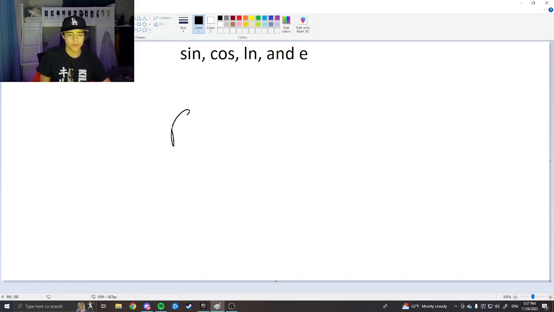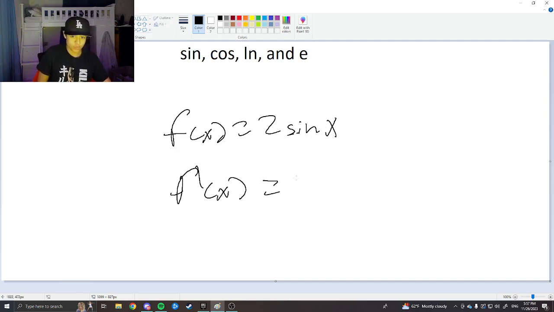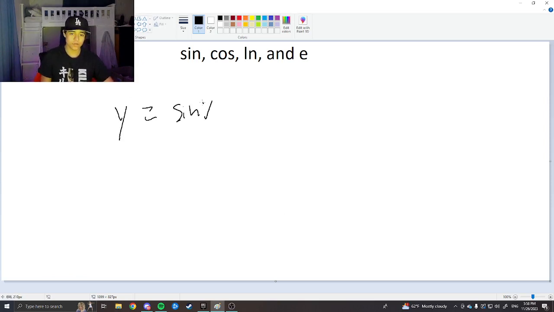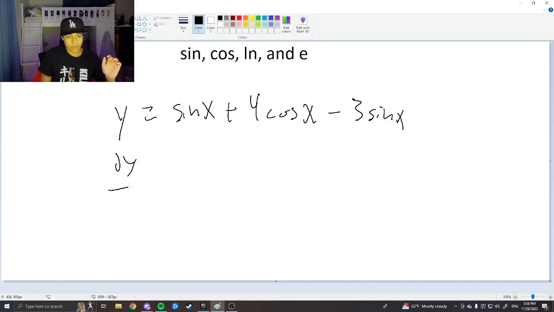For example, if you have f of x equals 2 sine x, and you derive this, you get f prime of x equals 2 cos x. That's kind of it. Let me give you all a practice problem. y equals sine x plus 4 cos x minus 3 sine x. Derive it. What is dy over dx? Solve it. Pause it. Okay, we're good.